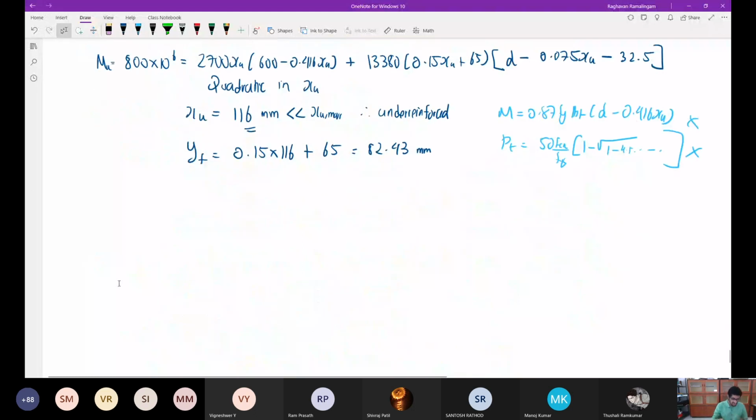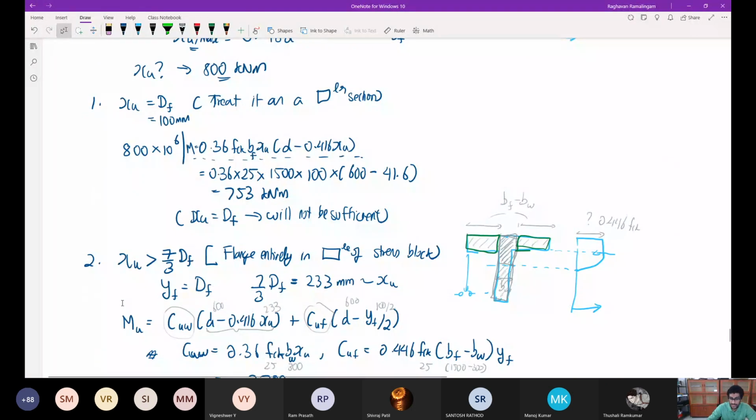You find steel based on equilibrium, which is quite simple actually. You just equate the compressive and tensile forces. What do I mean by equating the compressive and tensile forces? I just equate this force with this force.